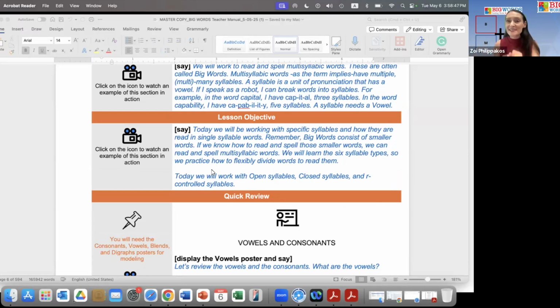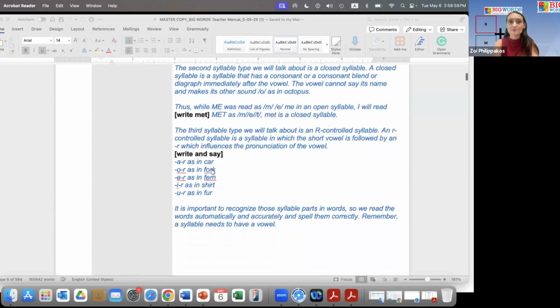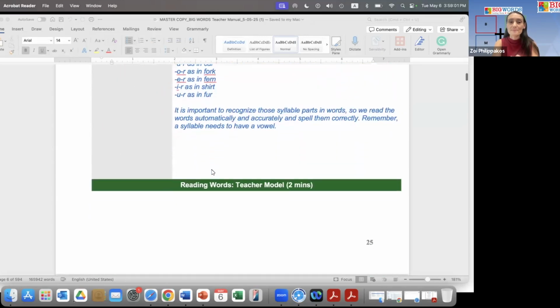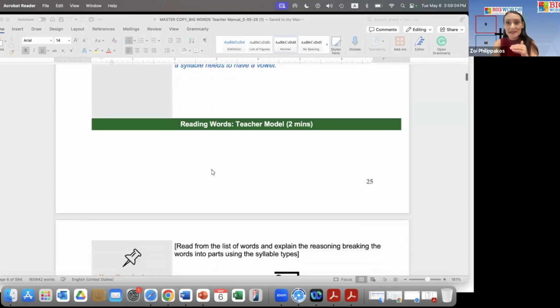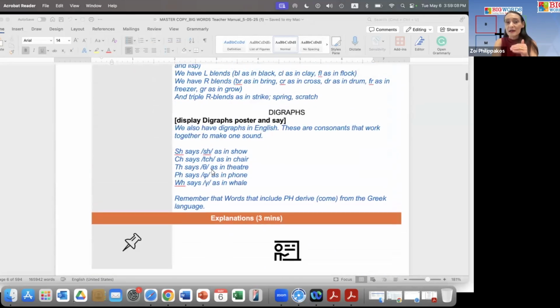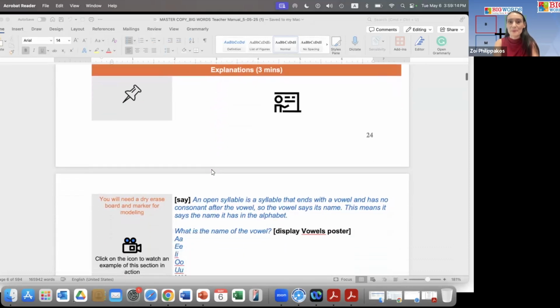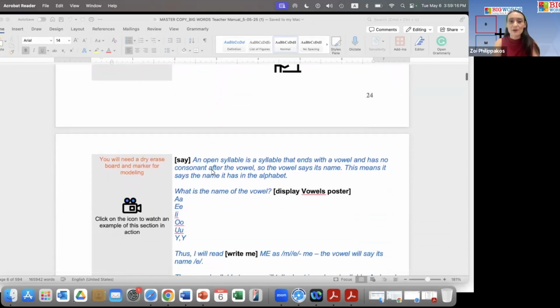If we know how to read and spell those smaller words, we can read and spell multisyllabic words. We will learn the 6 syllable types. So we practice how to flexibly divide words to read them. Today, we will work with open syllables, closed syllables, and R-controlled syllables. You see, I purposely skipped the review because at this point, I will not provide a review of digraphs, blends, vowels, and consonants. I will move to the explanation part.